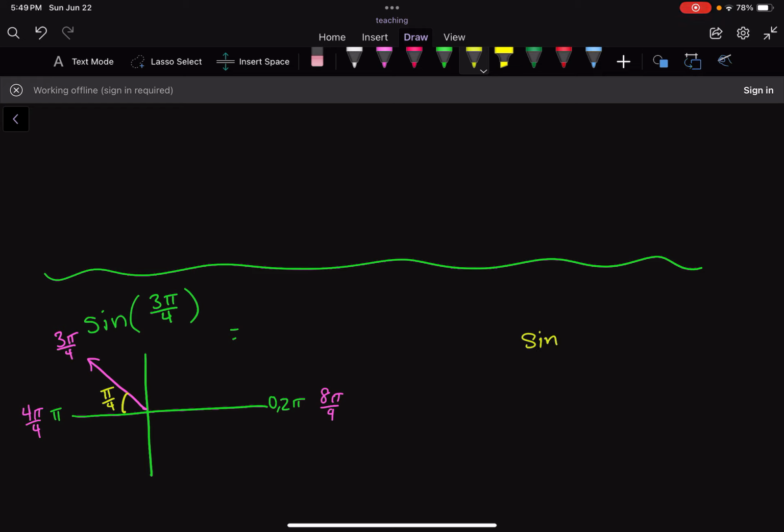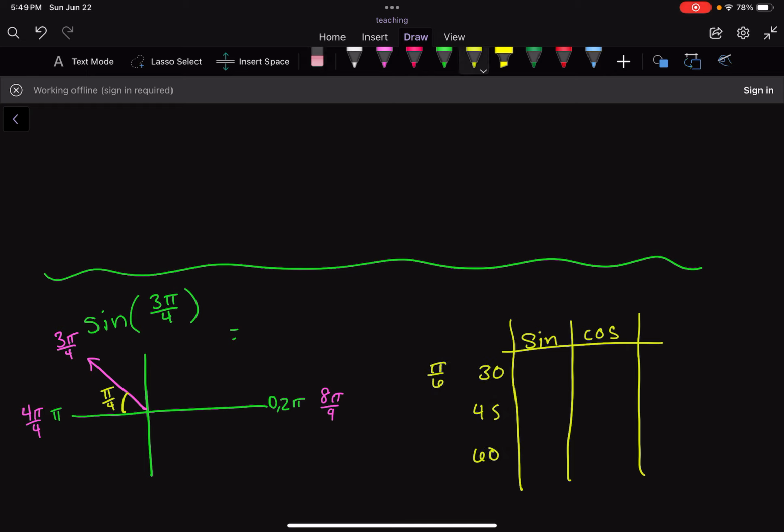So I gave you this to try to help you remember it. I said, okay, I did 30, 45, 60. 30 is pi over 6, 45 is pi over 4, 60 is pi over 3. And this is 1 over 2, root 2 over 2, root 3 over 2, root 3 over 2, root 2 over 2, and 1 over 2.